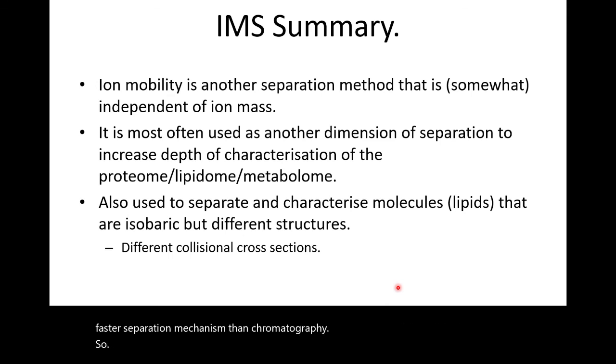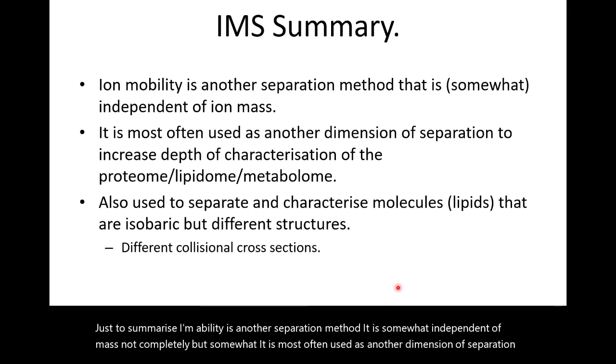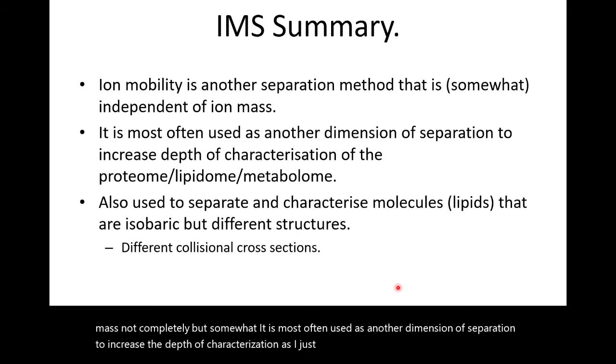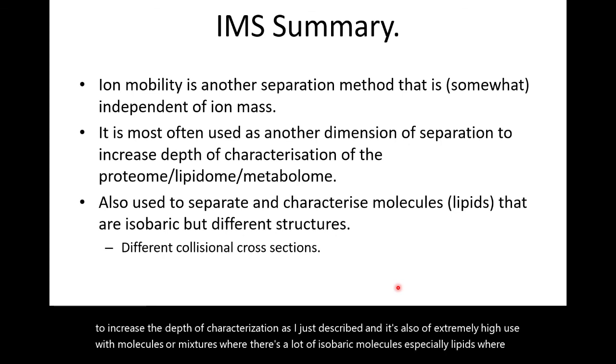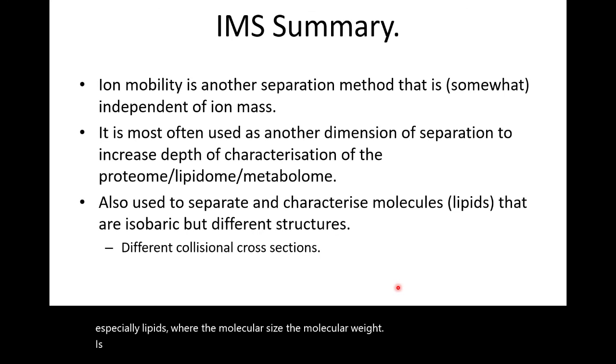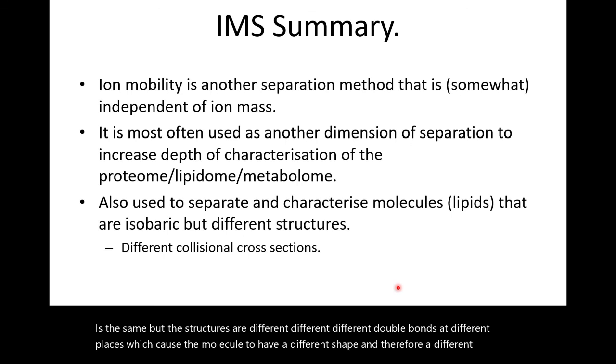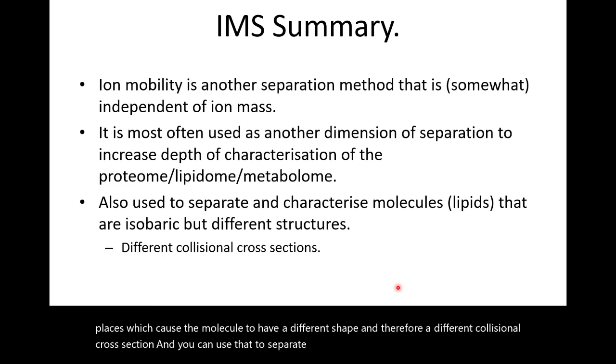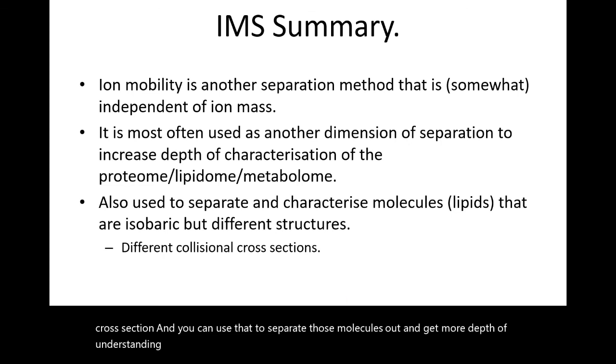So just to summarize, ion mobility is another separation method. It is somewhat independent of mass, not completely, but somewhat. It is most often used as another dimension of separation to increase the depth of characterization, as I just described. And it's also of extremely high use with molecules or mixtures where there's a lot of isobaric molecules, especially lipids, where the molecular weight is the same, but the structures are different. Different double bonds at different places cause the molecule to have a different shape and therefore a different collisional cross-section, and you can use that to separate those molecules out and get more depth of understanding of what's going on in your particular sample.